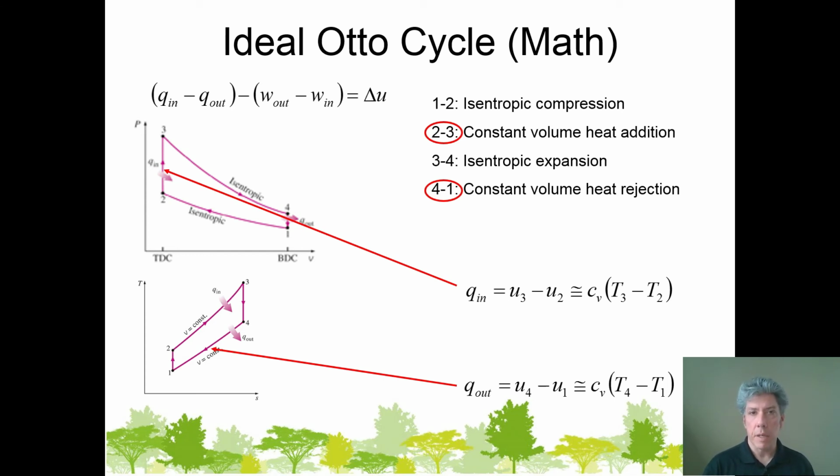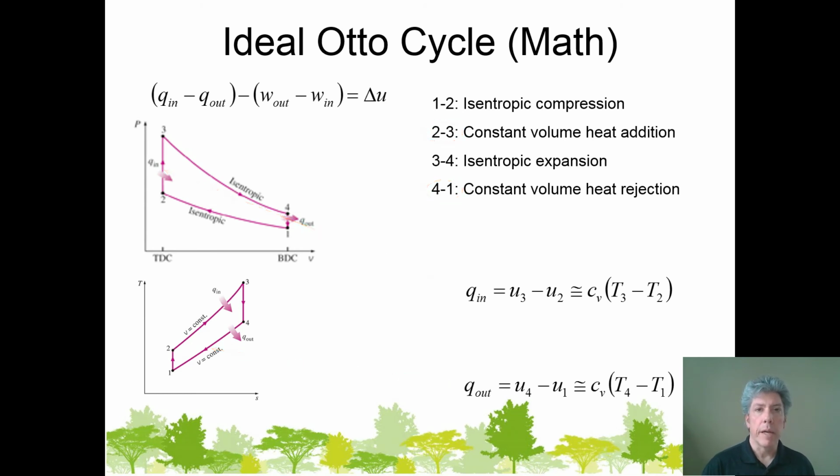Again, there's no work interactions. There's only heat flowing out as far as we're concerned. And so CV delta T between those two state numbers allows us to quantify the amount of heat that flows out. All right, what about the other two processes, the compression and expansion processes?